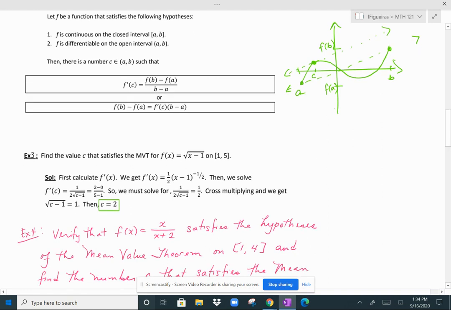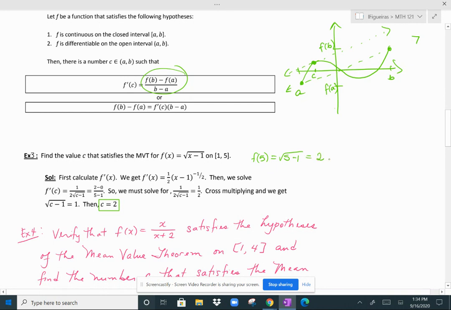All right, so now I need to take my derivative, which is this, and I rewrote it in terms of c. So this is 1 over 2 square root of c minus 1. So I rewrote that negative exponent as a radical. But then I set it equal to the right side of the formula, which is f of b minus f of a. So f of b is f of 5.